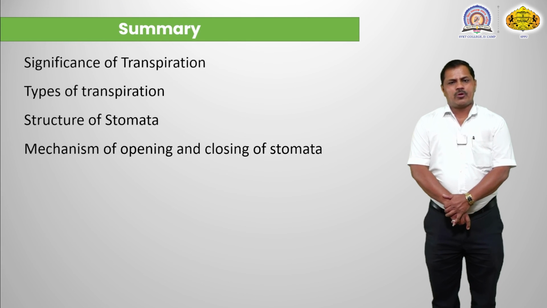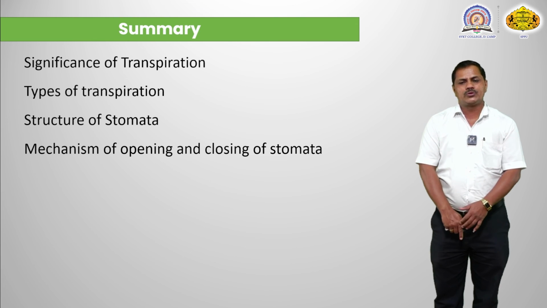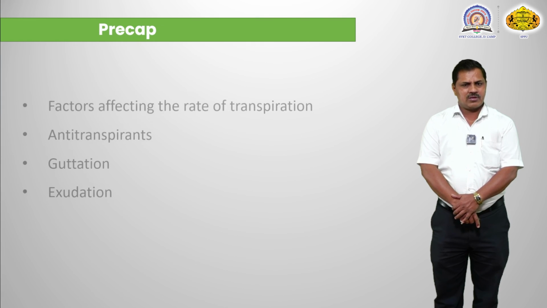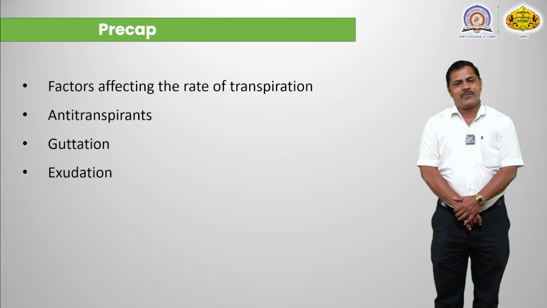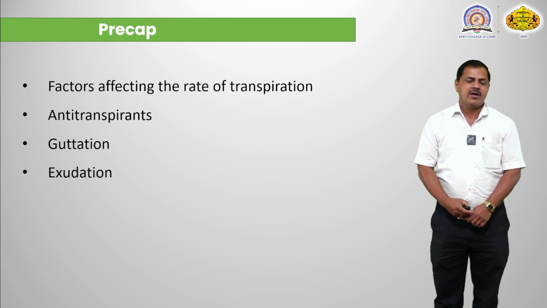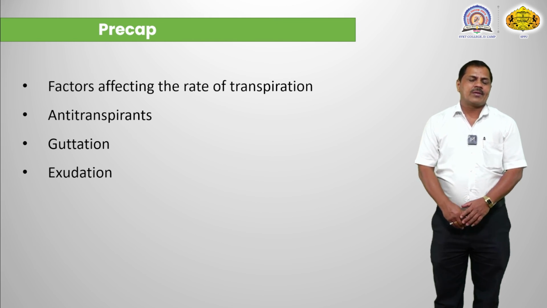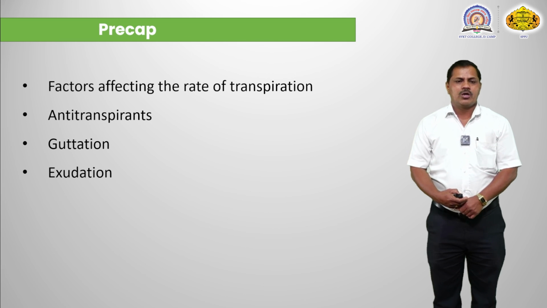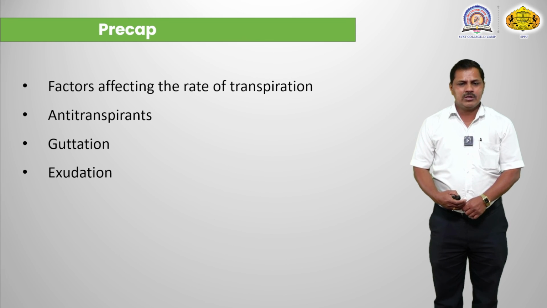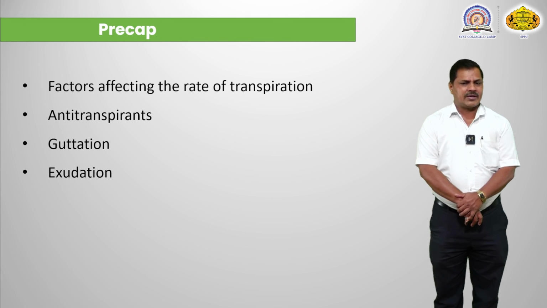In today's lecture, we will discuss the significance of transpiration, types of transpiration, structure of the stomata, and the mechanism of opening and closing of the stomata, in the previous lecture as well as in this one. We will also discuss the factors affecting the rate of transpiration. Different factors affect the rate of transpiration, such as wind, light, water, and humidity in the atmosphere. There are different types of external factors, and also internal factors: number of stomata, structure, number of leaves, size of leaves, presence of stomata on the upper and lower surface, presence of cuticle, and presence of epidermal cells. These are the different factors affecting the rate of transpiration.